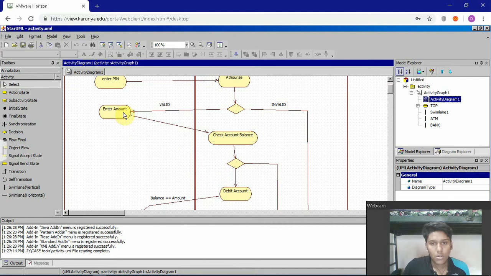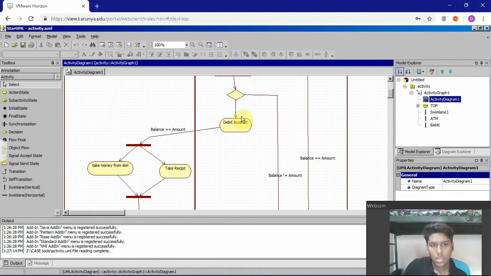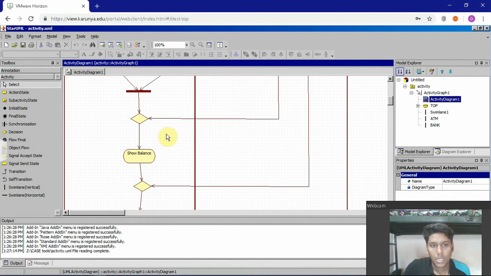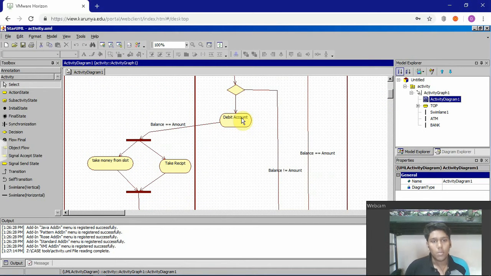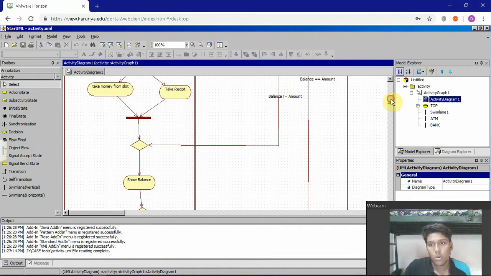After the amount is entered, it will check the balance. If the amount is there, it will debit the amount. If the amount is not there, it will directly go to the show balance state and eject the card. After the debit, there are two processes that have to be carried out: taking the money from the slot and taking the receipt. Then after these two processes are carried out, it has to show the balance and eject the card.